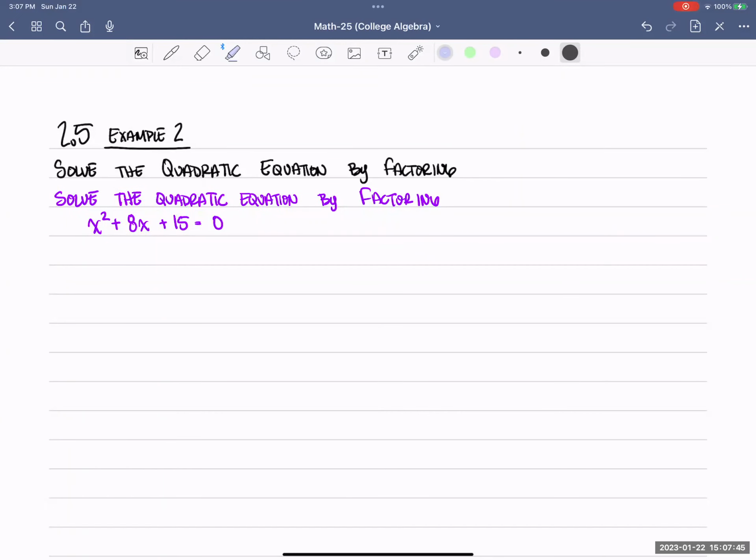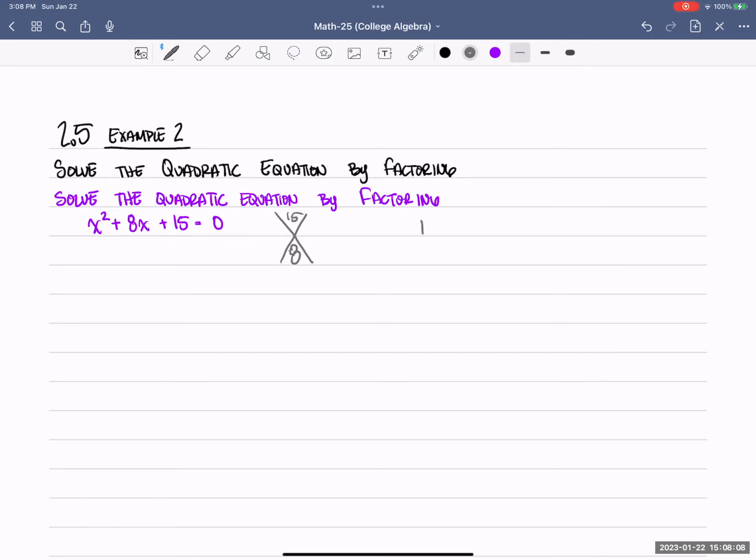Section 2.5, example 2: solve the quadratic equation by factoring x squared plus 8x plus 15. Going off of the same thing that we did earlier, we're looking for two numbers that multiply to 15 and two numbers that add to a positive 8.